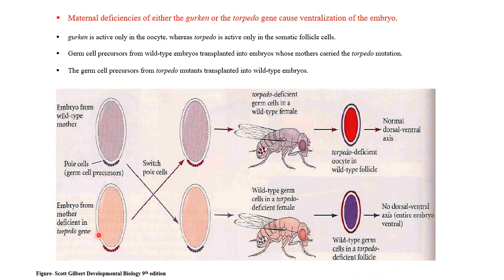Now in another experiment we can see they have taken pole cells from the embryo of the mother which was deficient in torpedo gene. Okay. Now they transferred these pole cells into the wild type female. Wild type female means its somatic cells had the torpedo gene. Now this leads to formation of a normal dorsal ventral axis because this female Drosophila already had the torpedo gene expressed in its follicle cells. So even if the germ cell was deficient in torpedo, it had nothing to do with inhibition of the dorsalization or ventralization in the embryo.